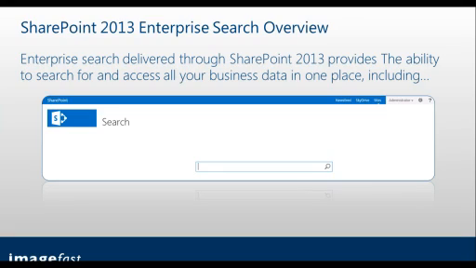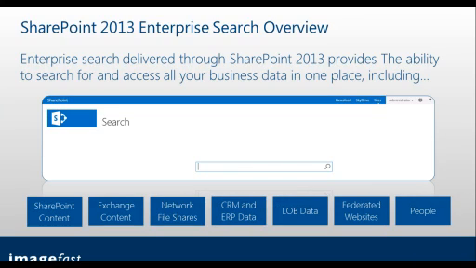So SharePoint 2013 Enterprise Search, let me give you a quick overview of that because there's some changes from SharePoint 2010. Essentially, Enterprise Search delivered through SharePoint 2013 provides the ability to search for and access all of your business data in one place. So, we get a nice search capability allowing us to find content that may be in SharePoint, perhaps Exchange public folders, network file shares, maybe CRM and ERP data, line of business, as well as federated websites and people search. So the ability to search across a broad range of underlying content repositories and content types, all from one location.